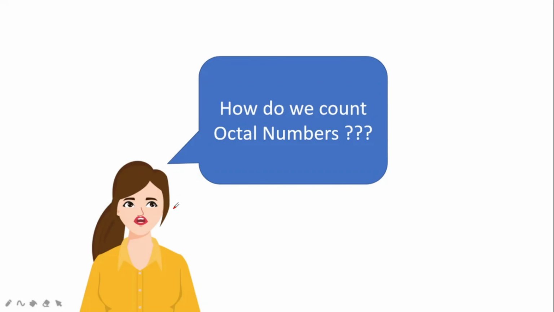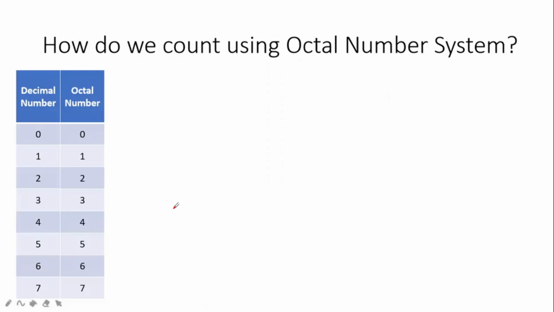So how do we count using octal numbers? The base or radix of the octal number system is 8. That is, we use 8 different numbers or symbols to create any octal number, and these symbols are from number 0 to number 7. So all of these numbers are used to create any octal number. So we count like our decimal number: 0, 1, 2, 3, 4, 5, 6, 7.